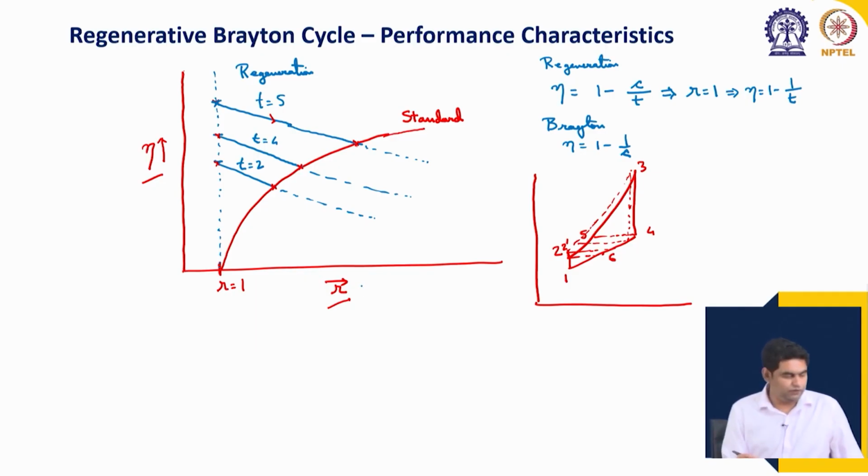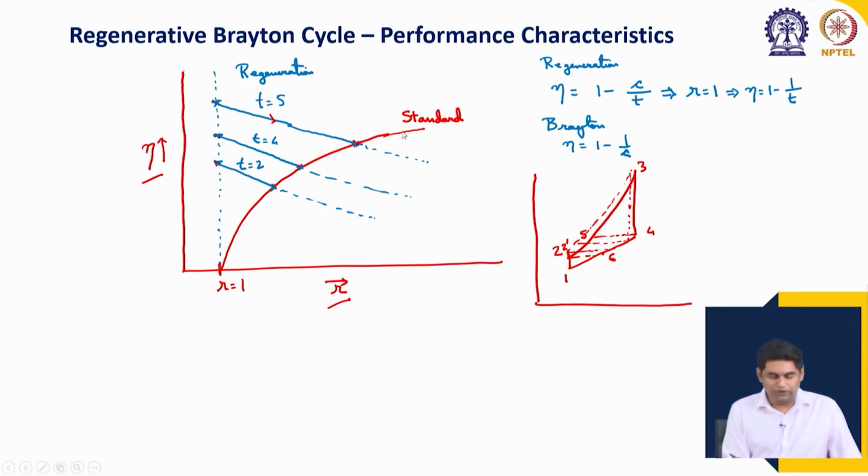Similarly, we can find for other cases. For t equal to 2, for example, this maximum value is 0.5, and for t equal to 4, for example, this maximum value is 0.75, and so on. Now, the final question was, at what condition is there a crossover between the efficiency of the regenerative cycle and the standard Brayton cycle? At what value of R, after which, is the standard Brayton cycle efficiency higher?